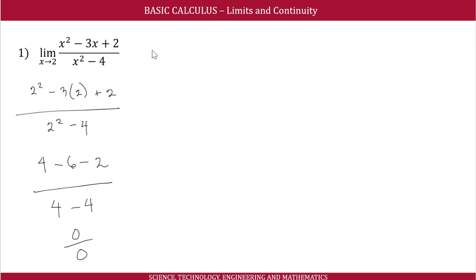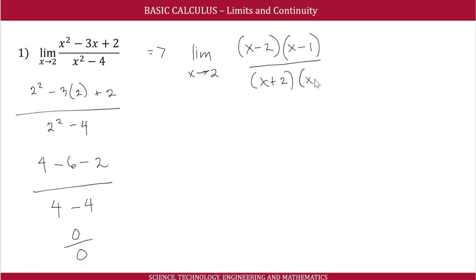We'll do factoring. We have the limit as x approaches 2, so we know that automatically the numerator has a factor of x minus 2. Same with the denominator. So we have x minus 2. Then what will be multiplied to x minus 2 to come up with x squared minus 3x plus 2? That is x minus 1, because x times x is x squared, negative 2x plus negative x is negative 3x, and negative 2 times negative 1 is positive 2. All over x plus 2 times x minus 2.